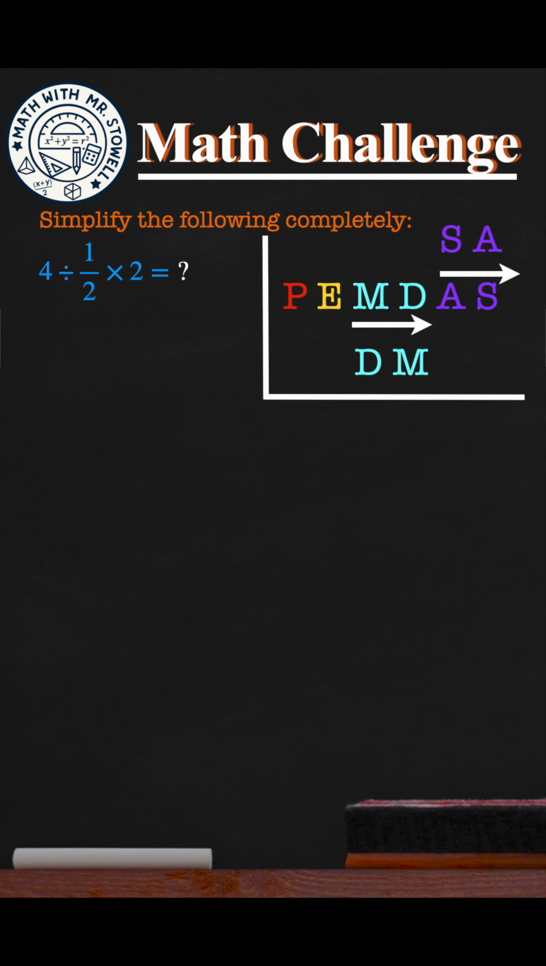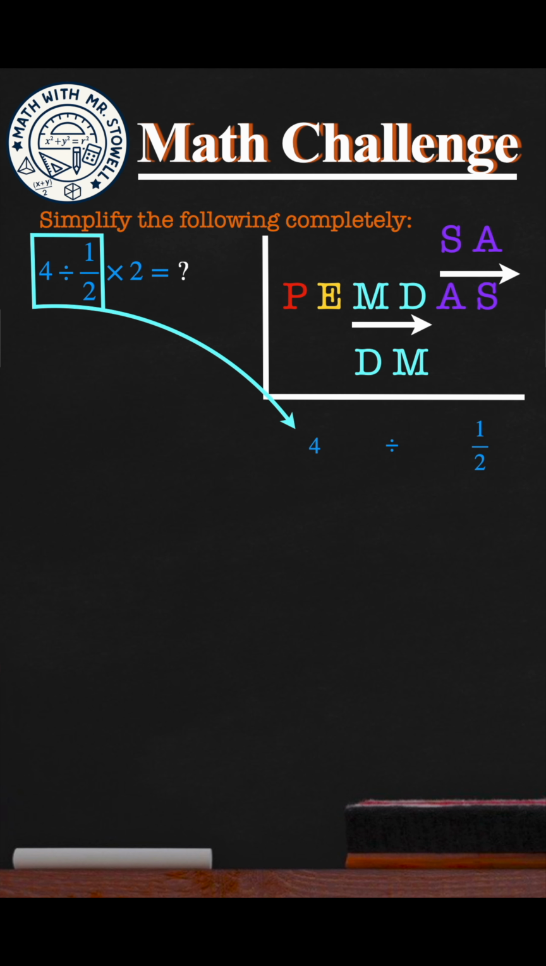So looking at our expression, we have 4 divided by half times 2. Let's run through PEMDAS, our order of operations. P stands for parentheses, which we do not have. E stands for exponents, which we do not have in our expression. So we're left with multiplications and divisions. Notice that we have division that happens before multiplication, and we have 4 divided by a fraction.